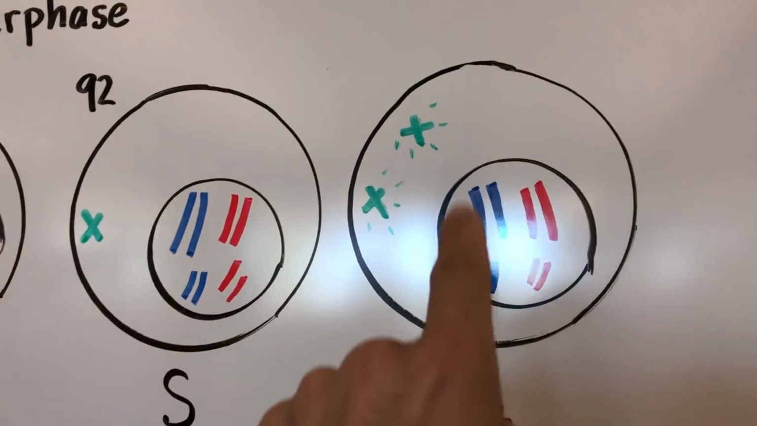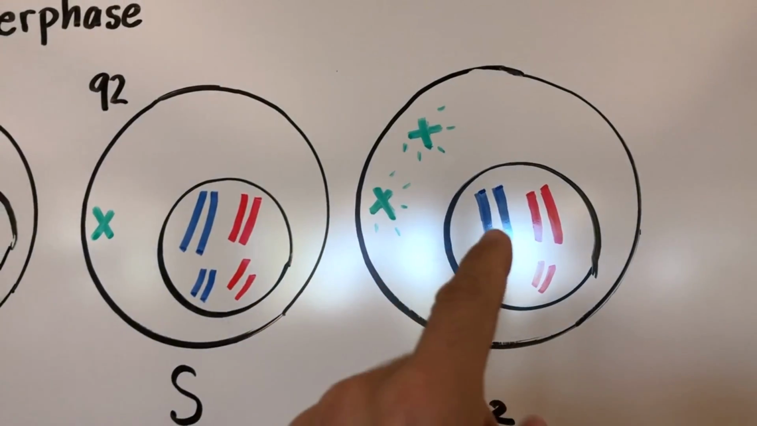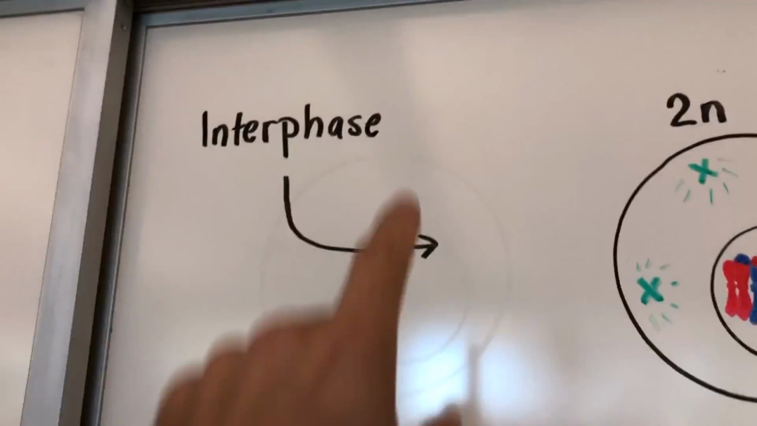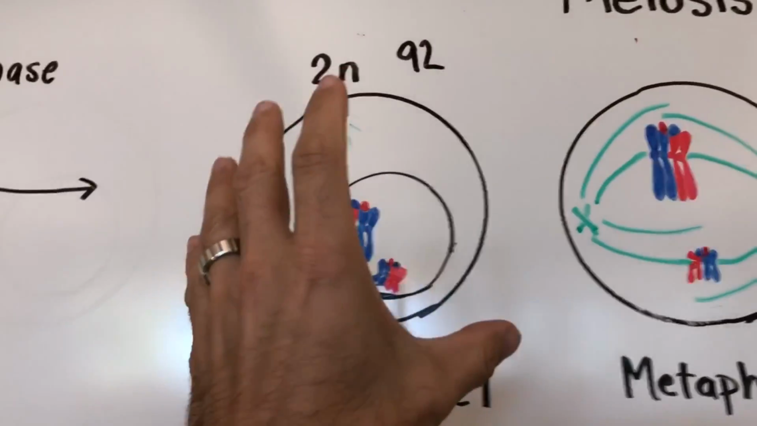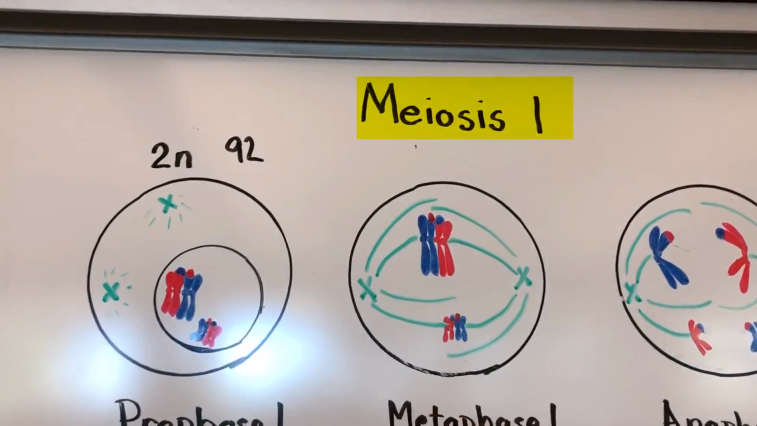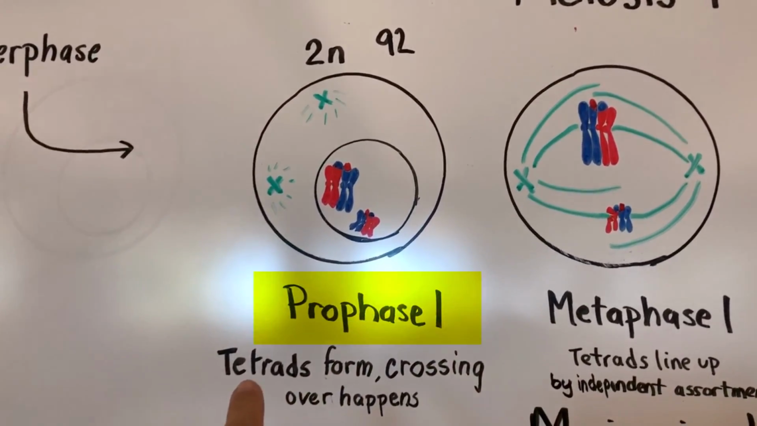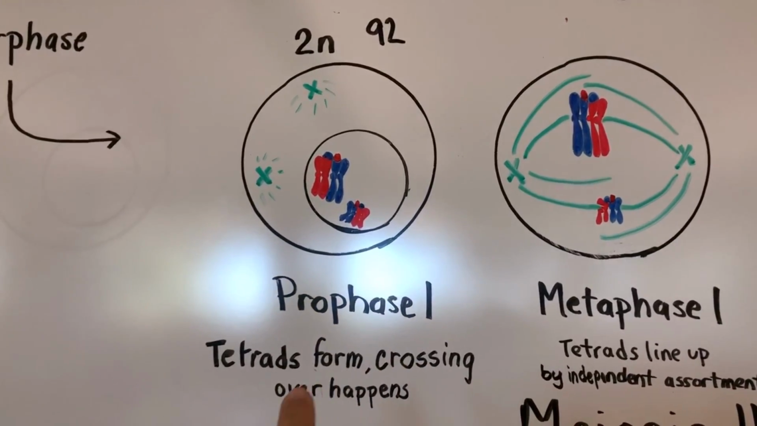Okay, the nucleus is still there. The DNA starts to condense, but it's not quite condensed. All right, so that's where we leave interphase behind. So don't forget, interphase has just happened. We are now ready for what's called meiosis I. During prophase I, tetrads form and crossing over happens.